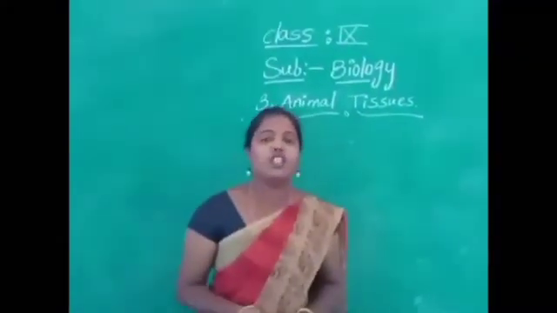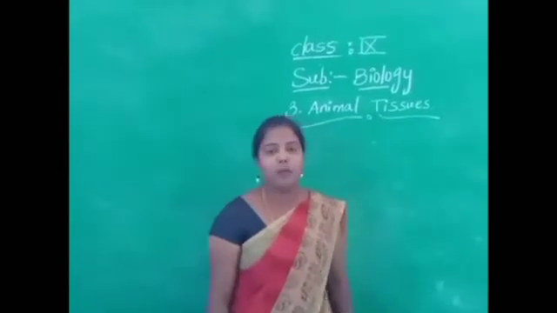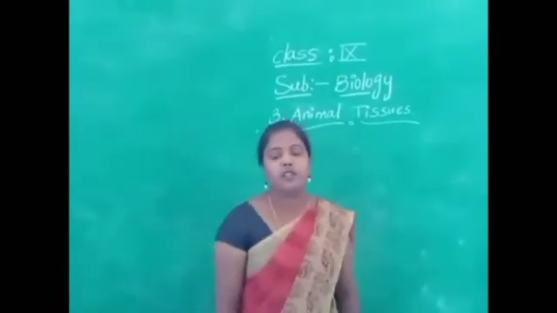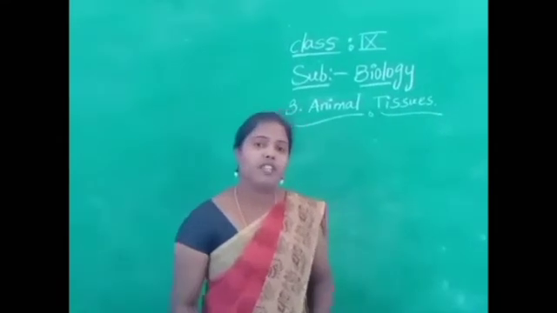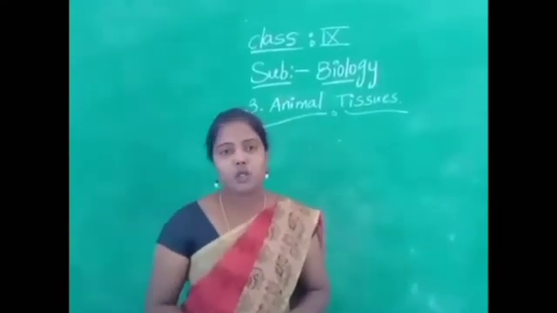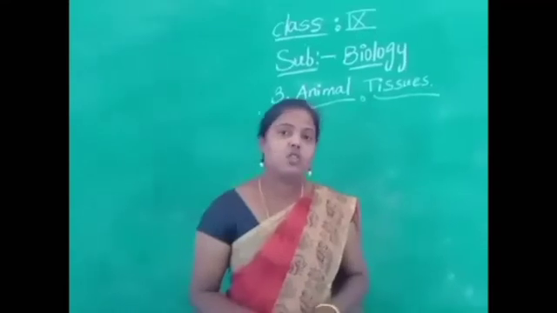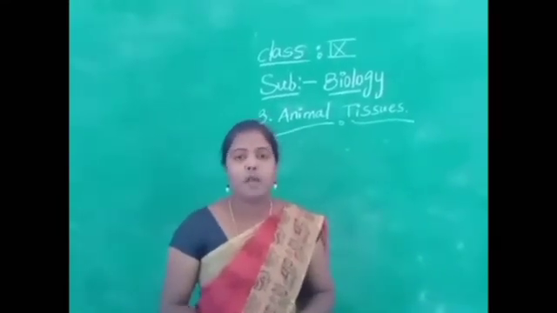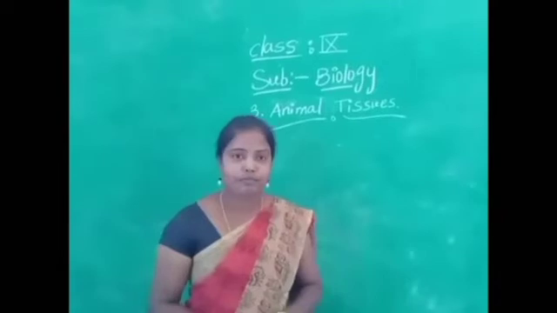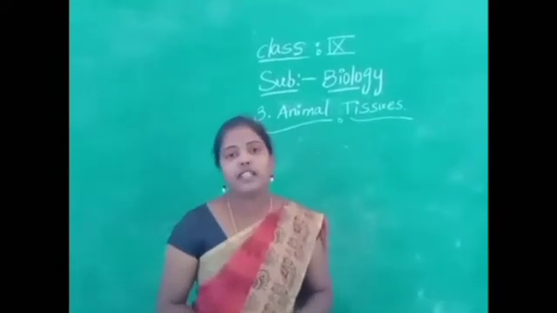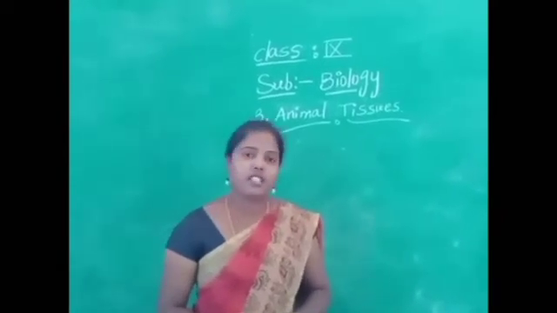Very good morning children. We are going to discuss the third chapter, animal tissues, from 9th class biology. Children, in the previous classes we already discussed the types of animal tissues. Animal tissues are classified into how many types? 4 types. What are they? Epithelial tissue, second connective tissue, third muscular tissue, fourth nervous tissue.